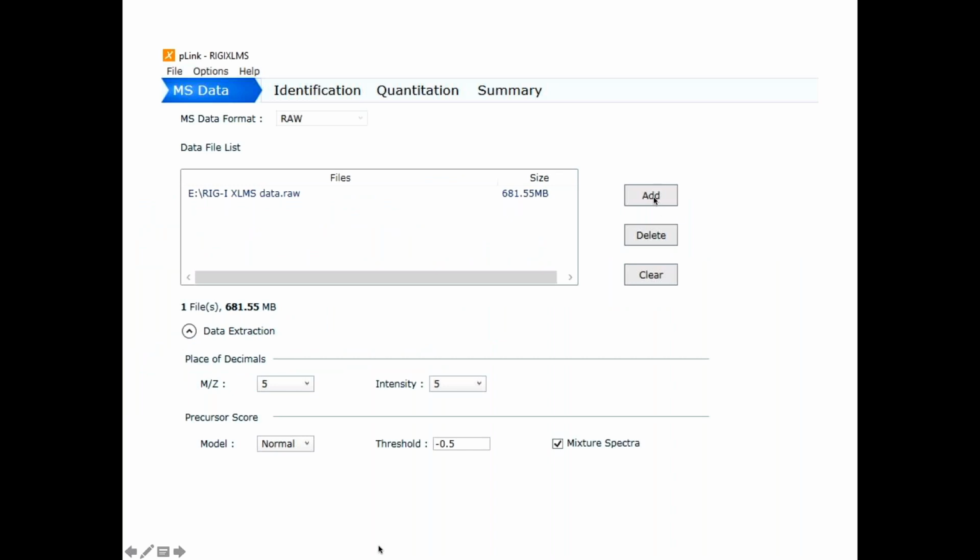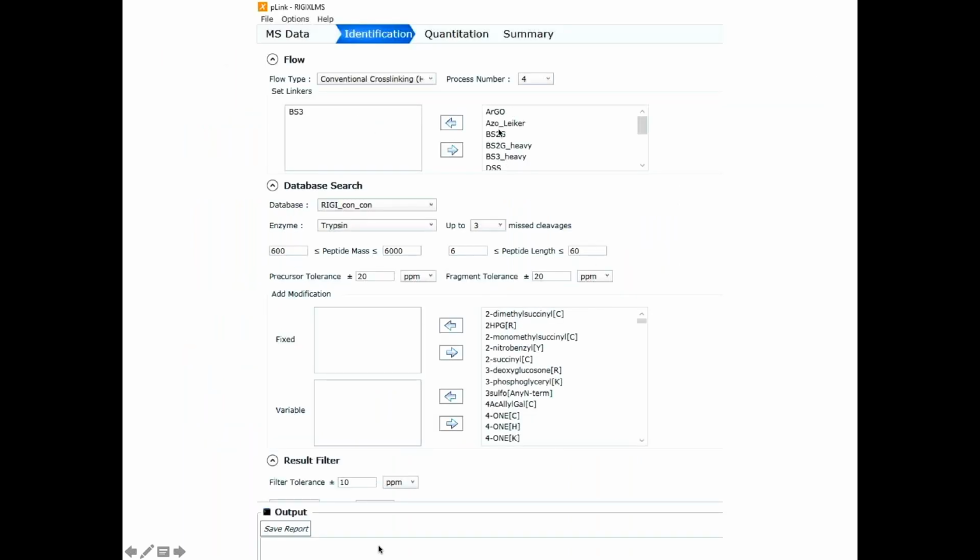It's really simple. You just add the MS raw files for your protein, and you can manipulate the data parameters. You can choose from a couple of different commercially available cross-linkers. Here I just chose the BS3 cross-linker, and for the database of your protein, you need to find a FASTA sequence of your protein of interest. For the enzyme, I use trypsin, allowing up to 3 missed cleavage events for these protease reactions.